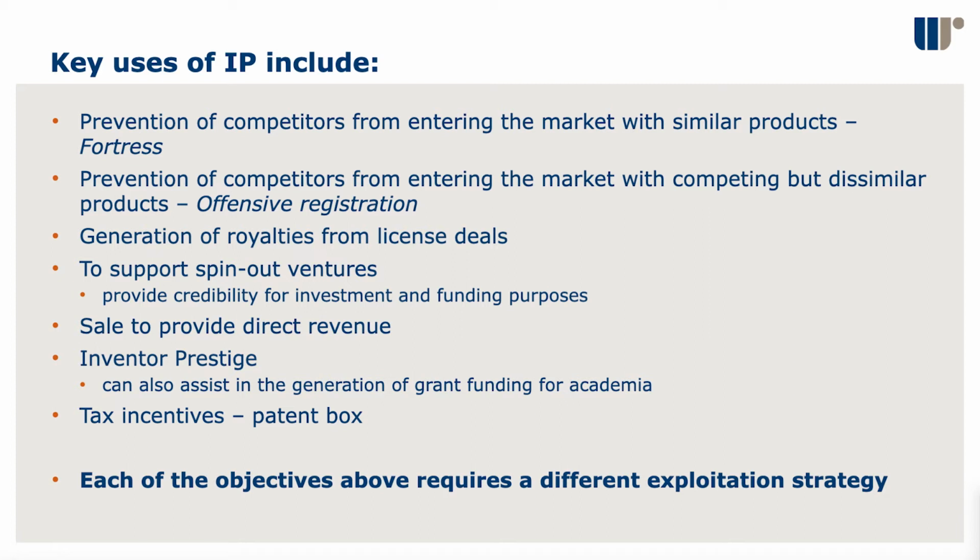You can use your IP to generate royalties from license deals. You can use your IP to support spin-out ventures, for instance by providing credibility for investment and funding purposes. You can sell it, like any other property, for a fee to provide direct revenue. It can generate inventor prestige, which in turn can assist in the generation of grant funding for academia. And there are tax incentives available through the so-called patent box system. Interestingly here, whilst they're not necessarily mutually exclusive, each of the objectives above requires a different exploitation strategy.